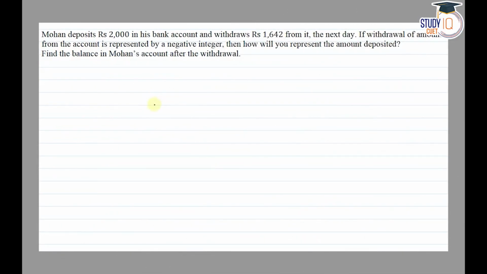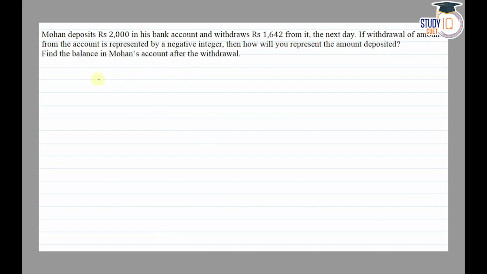This is the fifth question of its exercise 1.1. The question says that Mohan deposits rupees 2000 in his bank account and withdraws rupees 1642 from it the next day. If withdrawal of amount from the account is represented by a negative integer, then how will you represent the amount deposited? Find the balance in Mohan's account after the withdrawal.